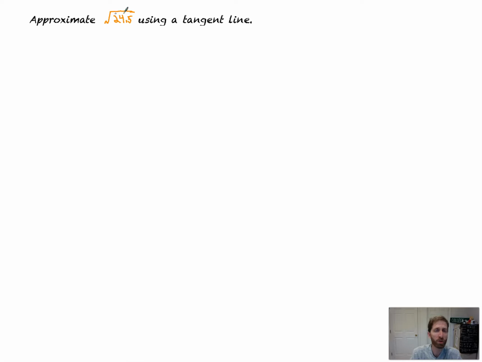So if we're approximating the square root of 24.5, what we're really doing here is approximating the value of f of x equals the square root of x. That's what we're approximating, basically. So we need to actually pick an x value that works nicely for us. What's really close to 24.5 that works really well in a square root function? How about at x equals 25? Because that's pretty darn close to 24.5, and it's got a nice square root.